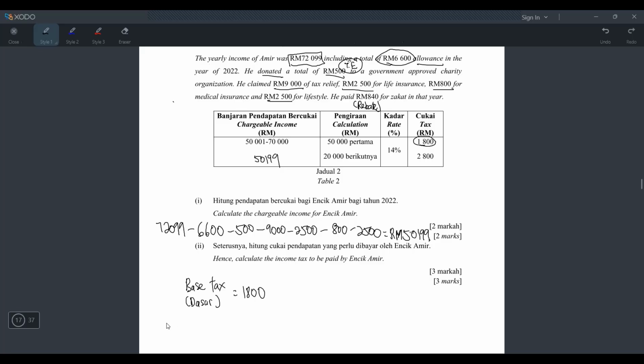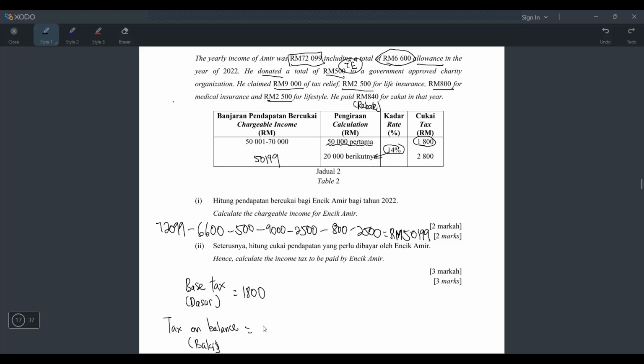Okay. What about your tax on balance? Tax on balance means cukai baki. So tax on balance. And I will write the cukai baki. How you get your cukai baki? Okay, if you look carefully, the 1,800 is for only for 50,000 pertama. So we have 50199. So we have to take 50199 minus 50,000 to see how many balance, and then times with the kadar, which is 14%. It means the 14% is for 20,000 per ikut.